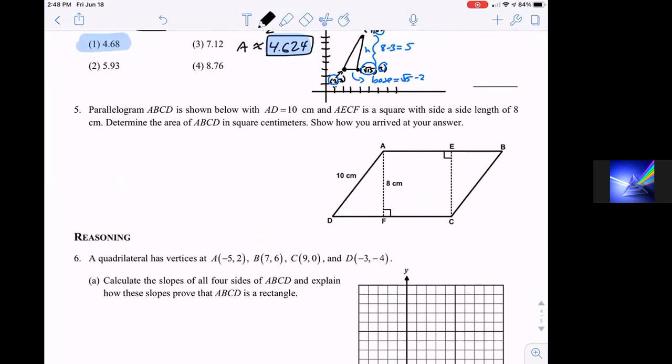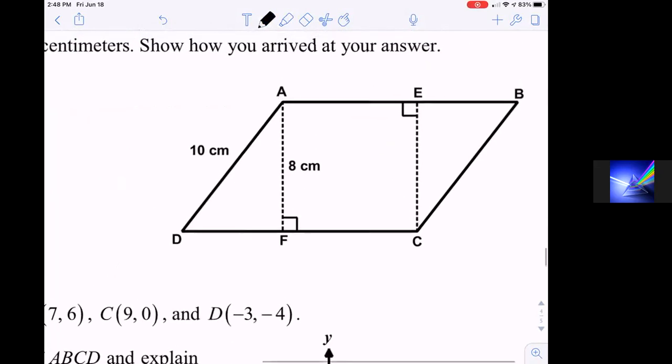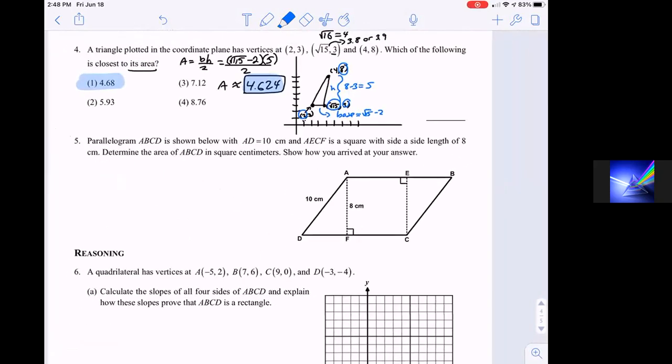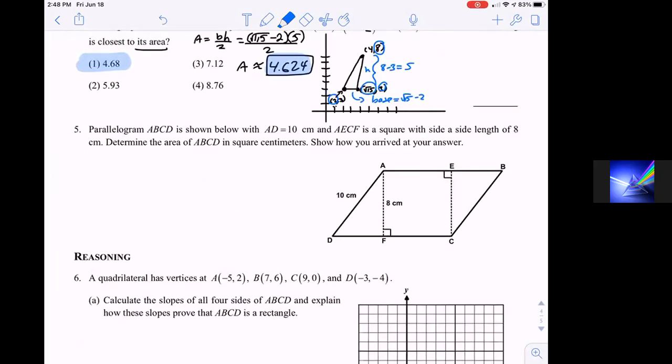Question 5, parallelogram ABCD is shown with AD is 10 and AECF is a square with sides of length 8 centimeters. Okay, so we can see this square right here has 8 centimeters, that has 8 centimeters, and we know that the area of that would be, of course, 8 times 8 or 64.